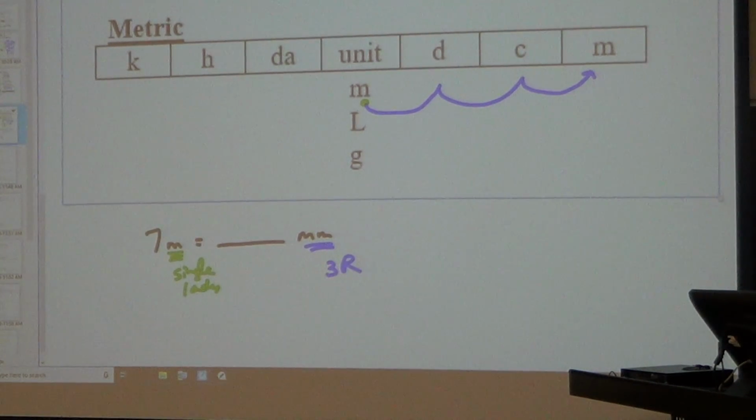Now, 7 does not have a decimal. So where is the decimal understood to be if it doesn't have one? If you have $7, where's the decimal understood to be? Behind it. And I, 1, 2, 3, Simon says, so what is my answer going to be?